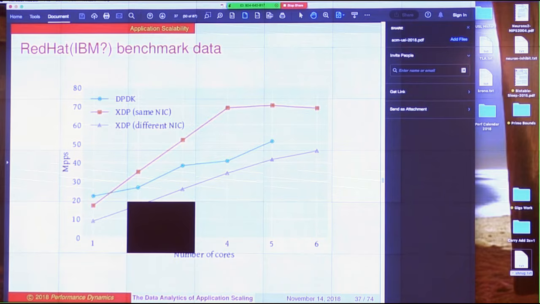And here is his data, and he's making some comparisons for millions of packets per second, the network throughput metric, against the number of cores on this Linux box, up through 6 apparently. And I see, well, yes, that looks like a concave type of function. I wonder what the USL would think of that. So let's try it out.